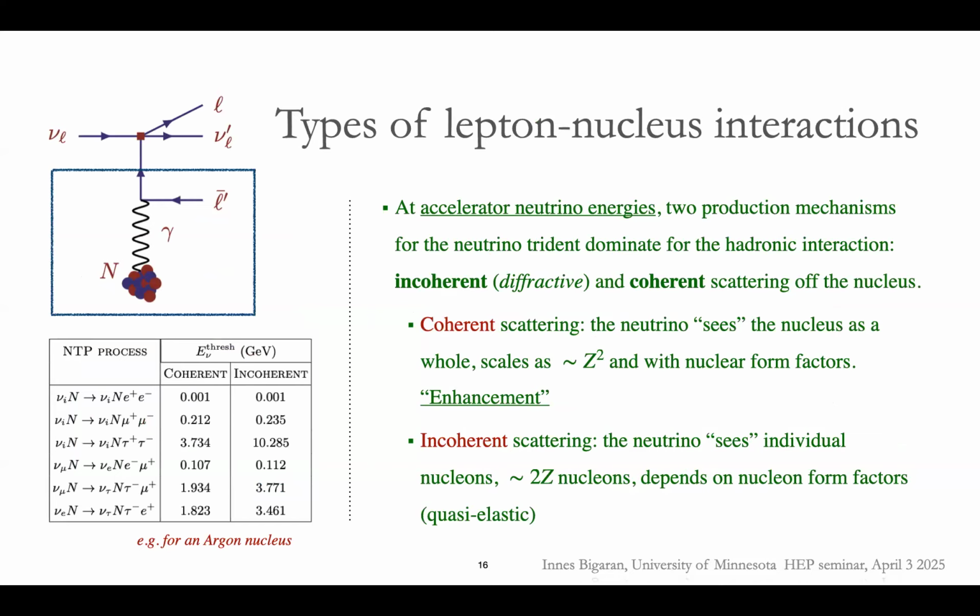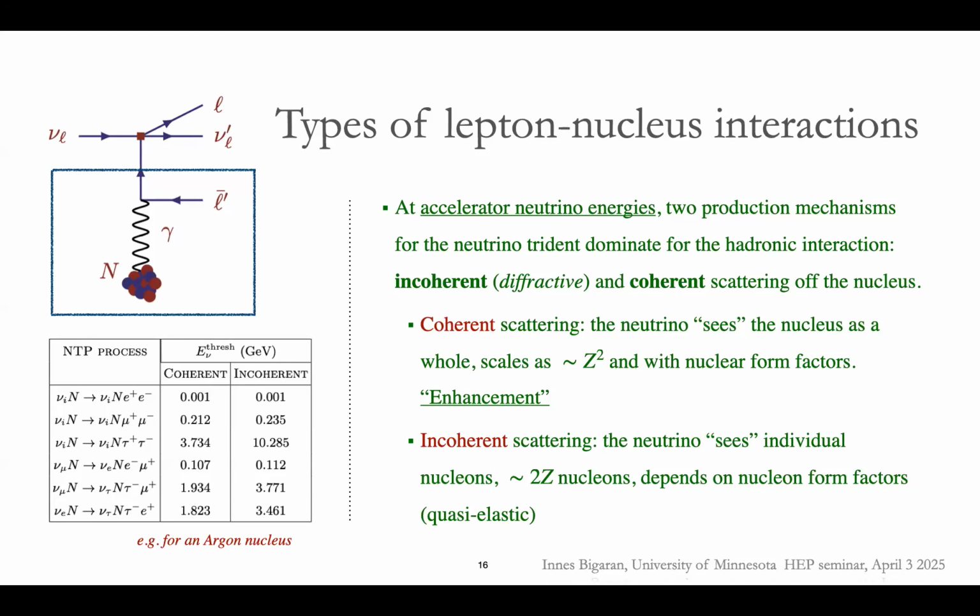Excellent. So, at accelerator neutrino energies, we can break up the interactions that occur between that charged lepton and the nucleus into two different regimes. We can have the incoherent or diffractive regime and the coherent scattering of the nucleus. So essentially what happens is the neutrino comes in, and if it has enough energy, it will be able to resolve the individual nucleons, but otherwise it's only going to see this big charged object, and it's only resolving the size of the nucleus itself. So this latter is what we call coherent interaction.